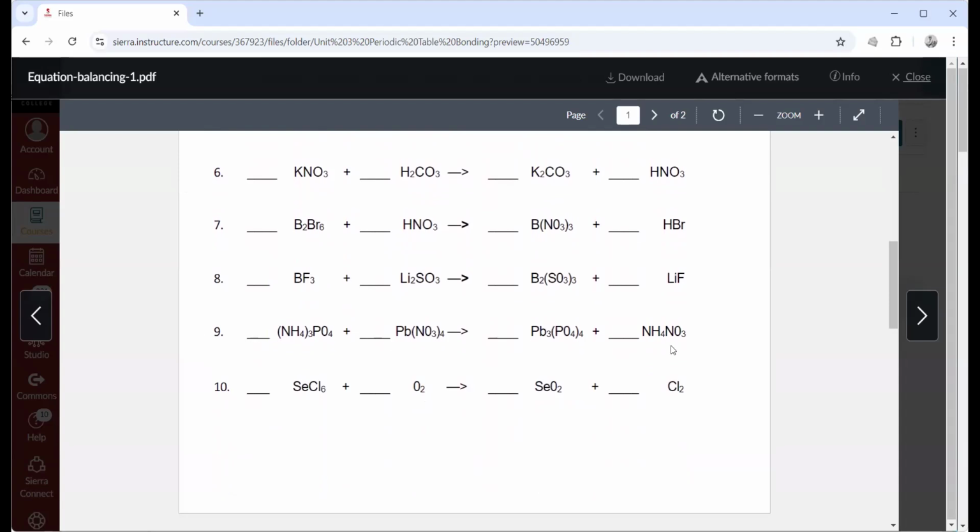Now look at problem number 9. That is a very hard problem if you don't group it. So we have NH4 on the left, NH4 on the right, NO3 on the left, NO3 on the right, PO4, PO4. So this is a pretty easy problem if you group it. And it's an awful problem if you don't group it. This is a pretty challenging problem, number 9.